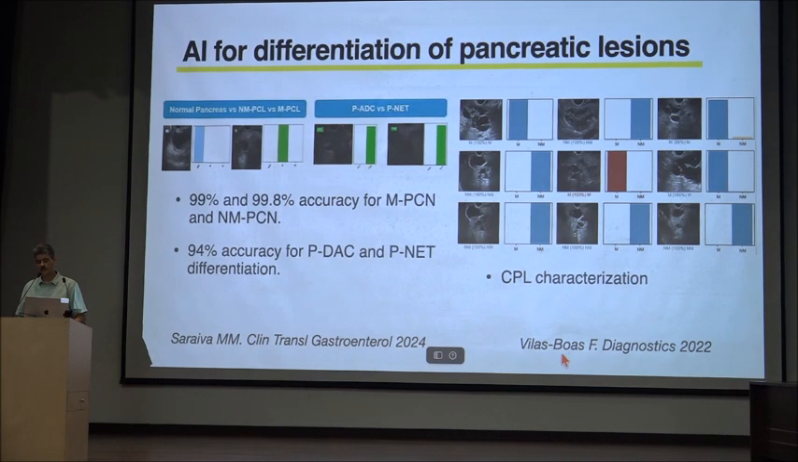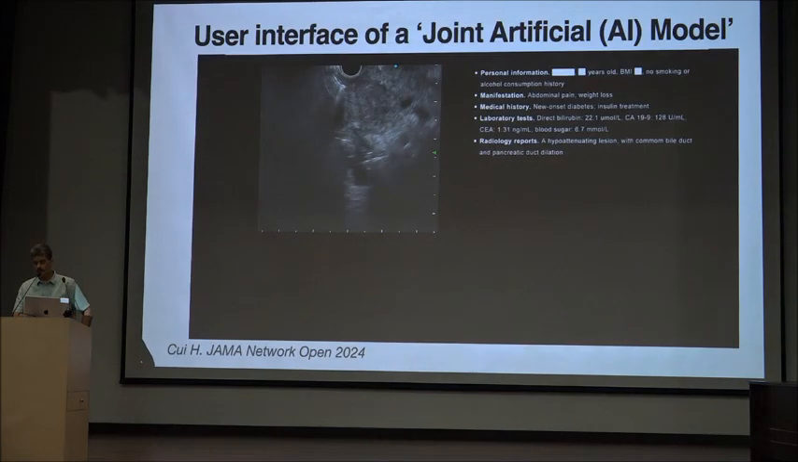And what is very troublesome for us is cystic lesion characterization. So this paper by Vilas Boas, this is the strength of recommendation. And most of the recommendations it made were correct. So it could characterize the cystic pancreatic lesion looking at subtle features which we don't recognize as EUS people. This is very exciting. This is a joint artificial model.